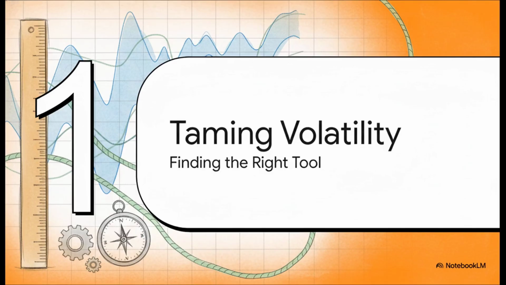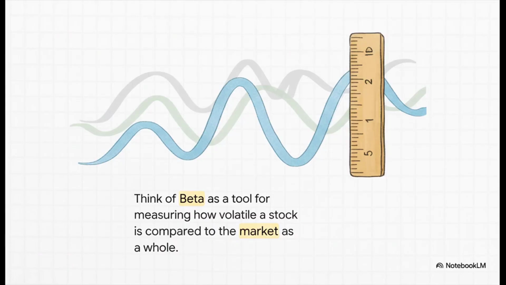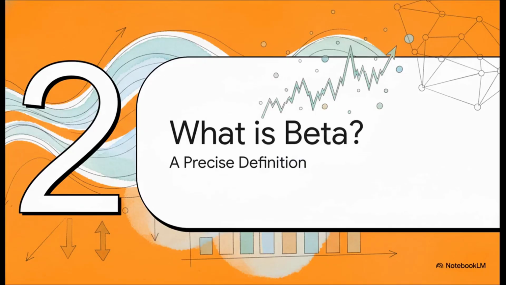It turns out it all starts with having the right tool for the job. And that tool is beta. The best way to think about it is like a yardstick, but instead of measuring length, it measures volatility. It tells you how much a single stock tends to move compared to the market as a whole. It's not a crystal ball, mind you, but it gives you a great sense of a stock's personality. Okay, so we're calling it a yardstick, but what is it, really? Let's get a more precise definition so we're all on the same page.